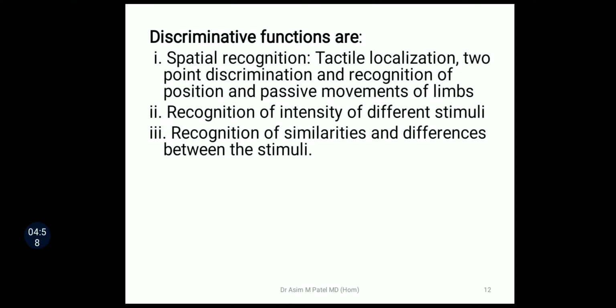There are three discriminative natures. First one is spatial recognition, that is tactile localization, 2-point discrimination, and recognition of position and passive movements of limbs. These all come under spatial recognition. Second is recognition of intensity of different stimuli, to recognize what is the intensity of that stimuli. Third is recognition of similarities and differences between the stimuli. They have to recognize what is the similarity and what is the difference between the two stimuli. So all these three things come under discriminative functions.